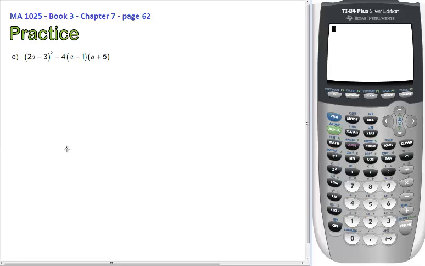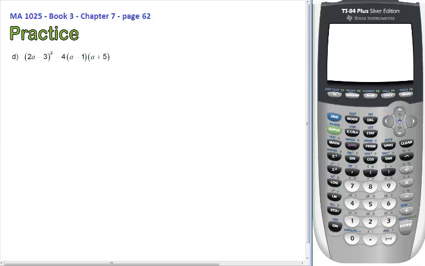Good day, students. Today we're going to look at another solution to one of your practice exercises. This comes from page 62, exercise D, in chapter 7 of book 3 of your MA1025 booklets. And it's asking us to expand and simplify this particular problem.